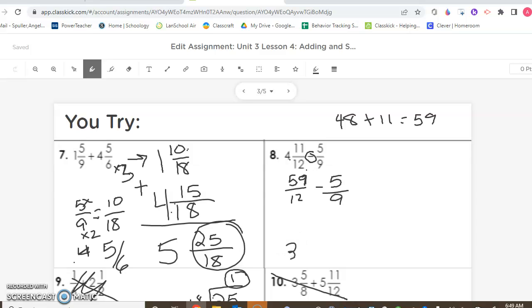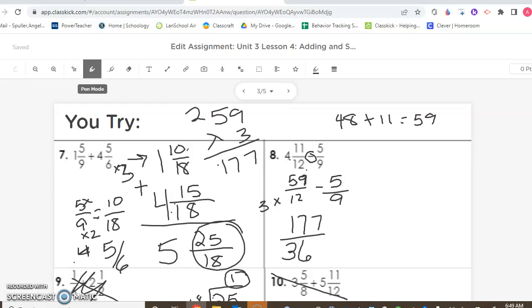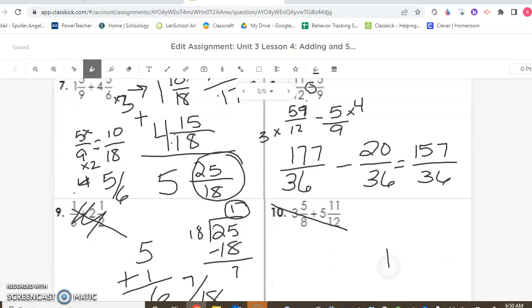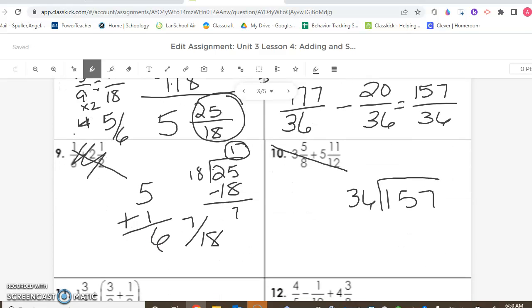Now we got to get common denominators. So I'm going to say 36. Wow, I can't work right today. 36. Okay, so if I take 59 times, well, 12 times 3 gives me 36. Carry gives me 177 minus, all right, to get 9 to 36, we have to take it times 4. 4 times 5 is 20. I can say this would be 157 divided by 36. Okay, let's see. 157 divided by 36. All right, well, I don't know this off the top of my head, so here's some examples of what we're going to do.